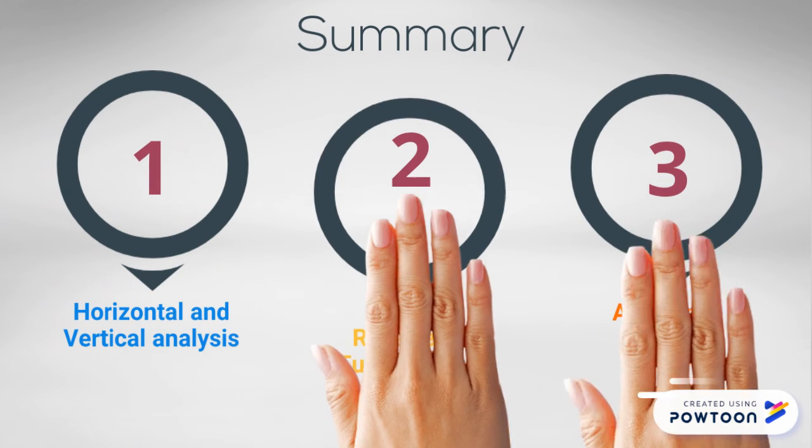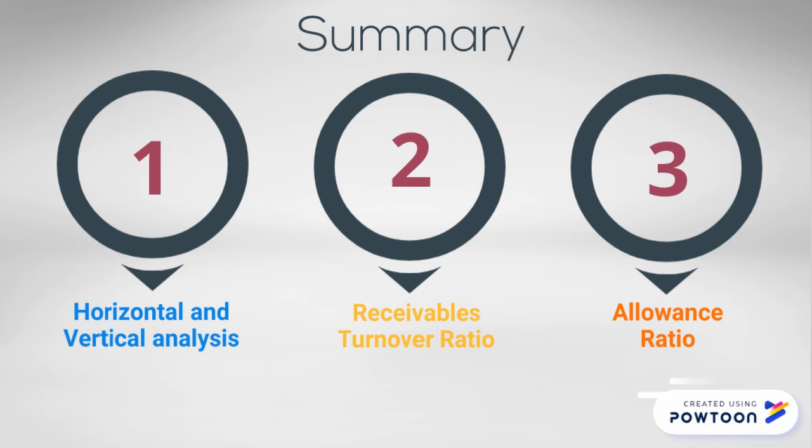So in summary, there are three main ways to analyze receivables, being horizontal and vertical analysis, receivables turnover ratio, and the allowance ratio.